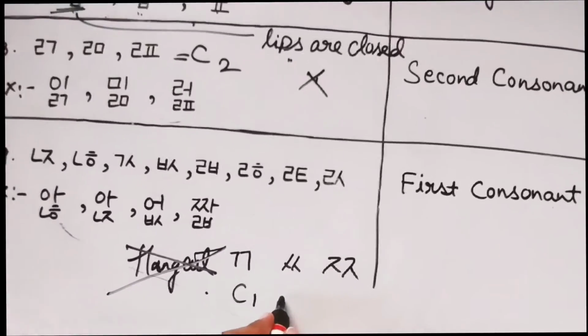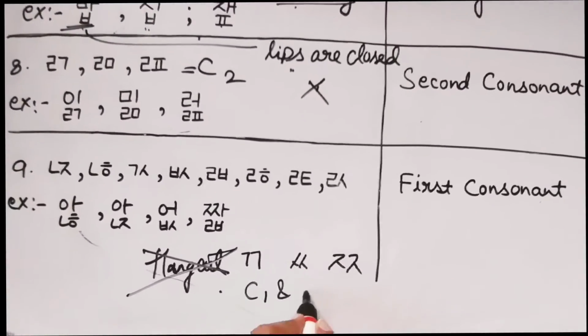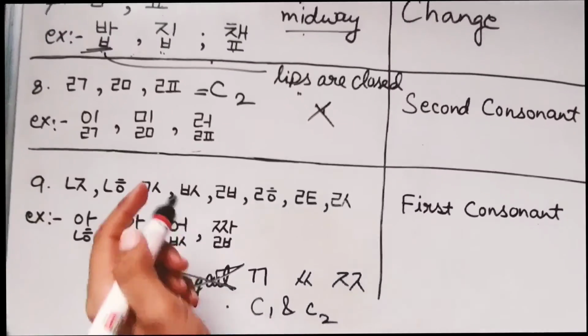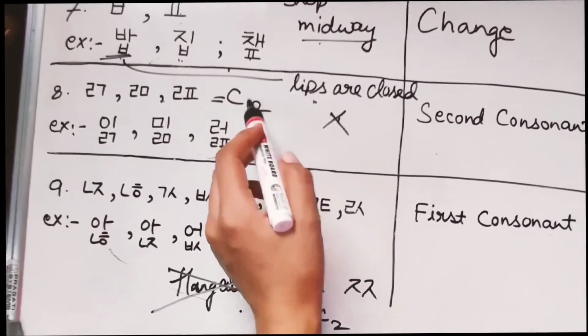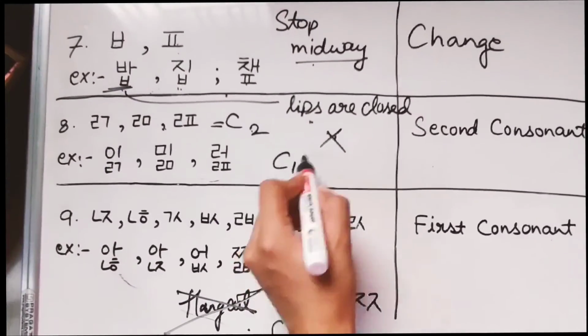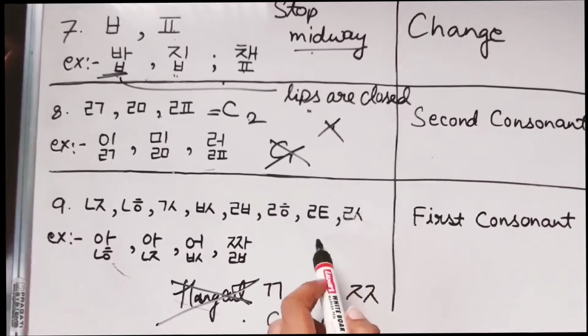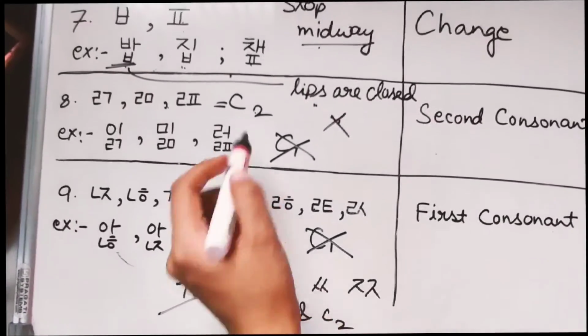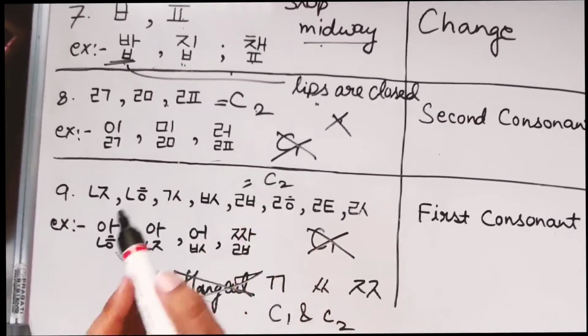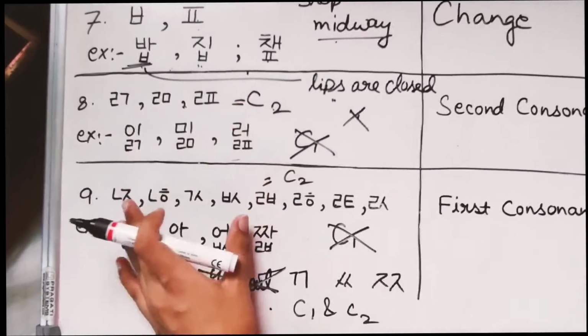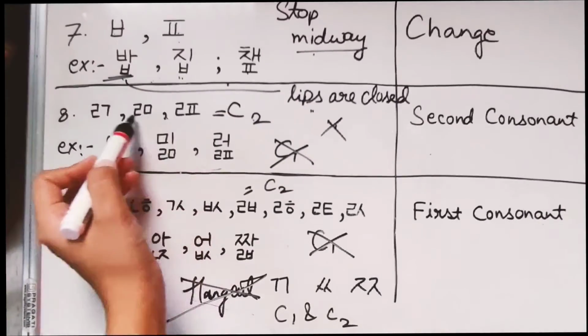So the final rule is, the double consonants you have studied in Hangul can be used as both C1 and C2. But these consonants that you see in 8th and 9th point will never be used as C1. They will only be used as C2. I hope you got that. Let's move to the 8th case now.